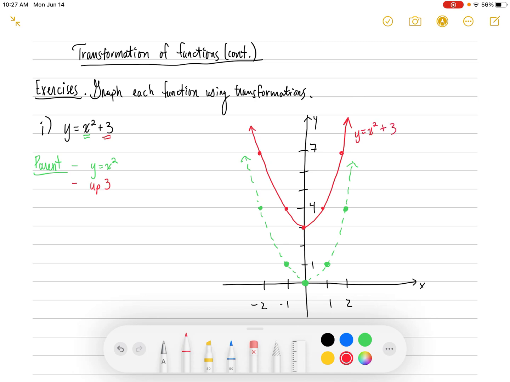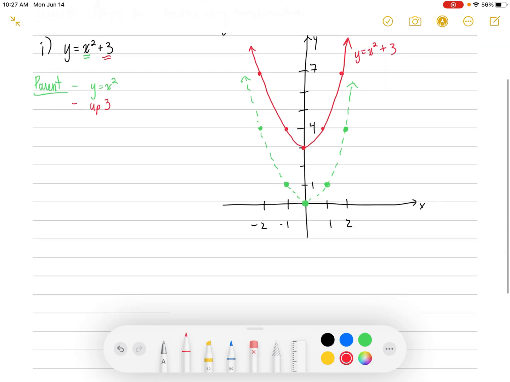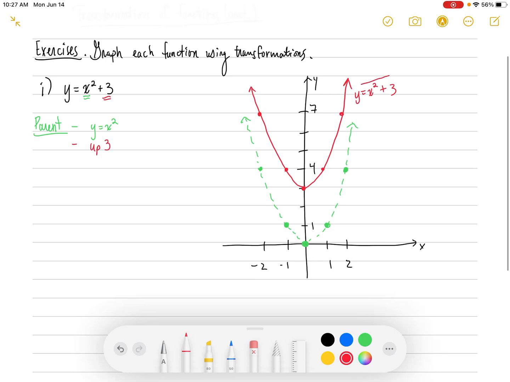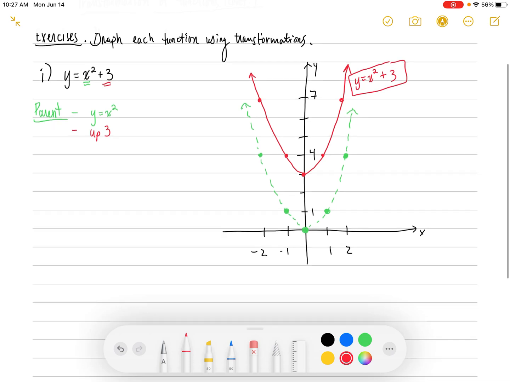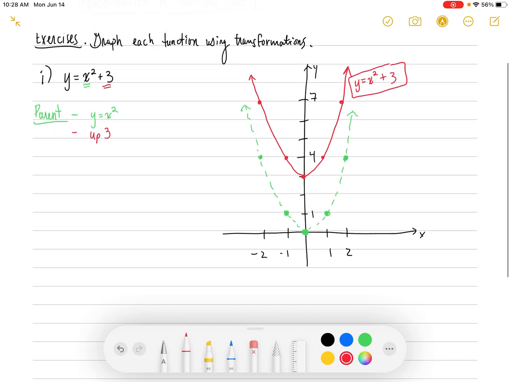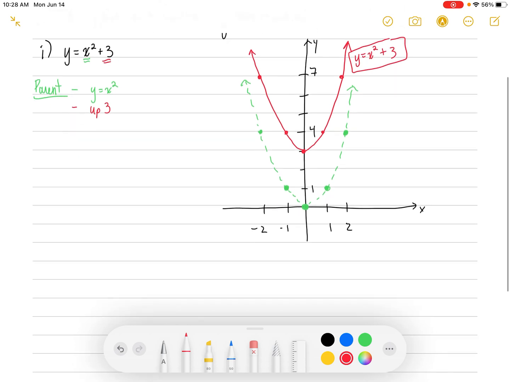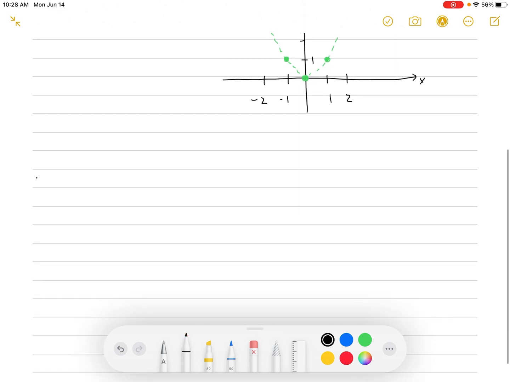This is y equals x squared plus 3. Okay, that's my final graph in red. I'll put a little box around that one to indicate that's the final one. Okay, so the green one was y equals x squared, and the red one is y equals x squared plus 3. That's just one transformation. I'm just getting practice with single transformations before we do multiple.